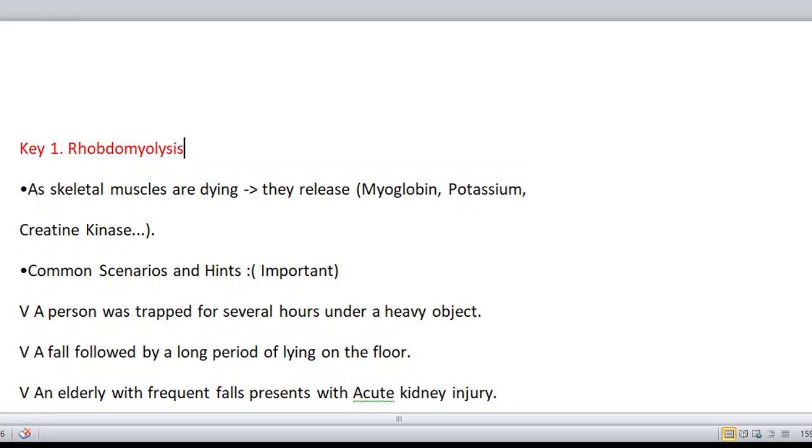Hello, so today our topic will be on rhabdomyolysis. Rhabdomyolysis is skeletal muscle dying. When the muscle cells die, they release myoglobin, potassium, creatine kinase.